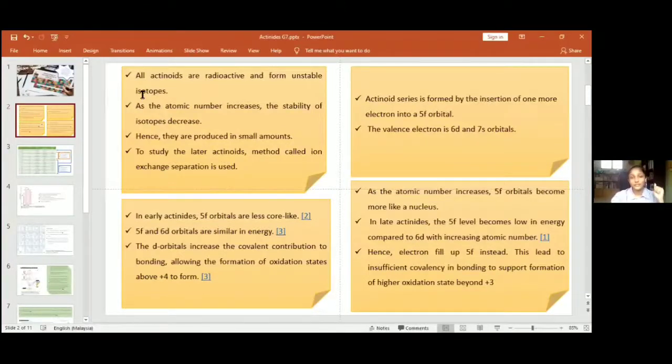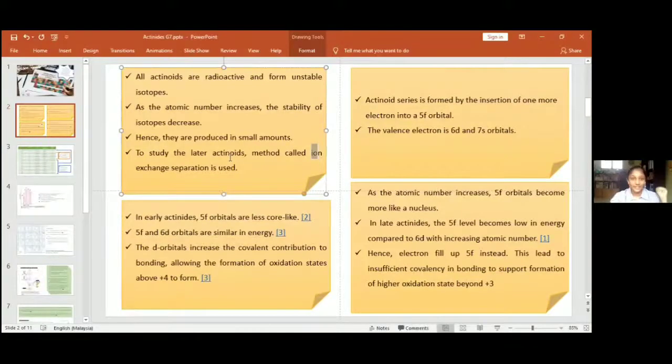That is why, because the stability decreases, the elements formed will be in smaller amounts. Hence, this is why scientists find it harder to study the properties of these elements. That's why they came up with a method called the ion exchange separation method, which I'll further explain in the next slide. So the actinoid series is formed by the insertion of electrons into your 5f orbitals.